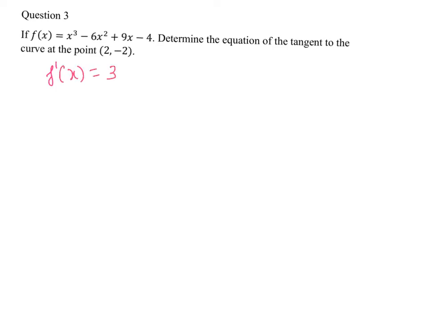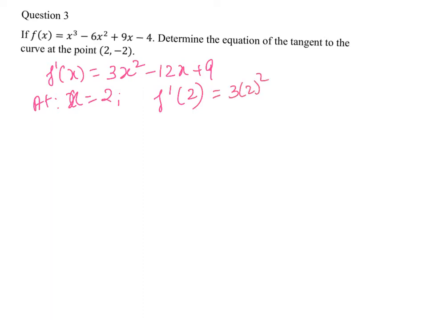So 3x squared minus 12x plus 9 is my derivative, and I find it at x equal to 2. That is f prime of 2. I substitute: 3 times 2 squared minus 12 times 2 plus 9. So at x equal to 2, I get negative 3. So this is the gradient of the tangent.